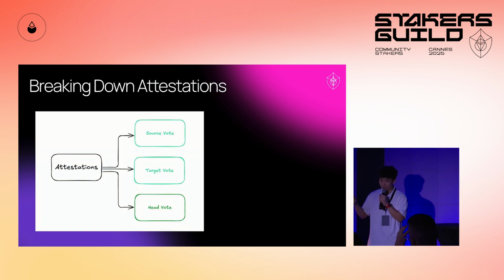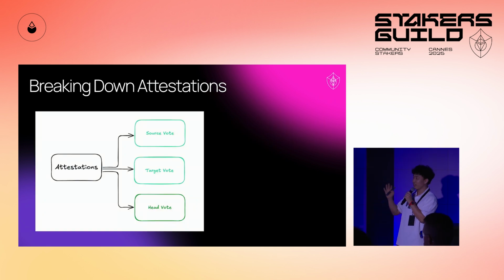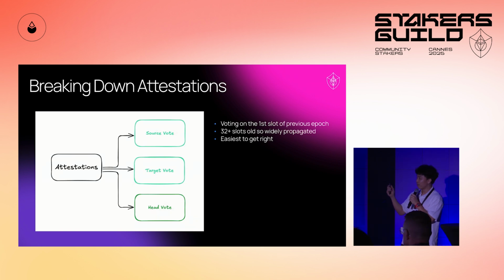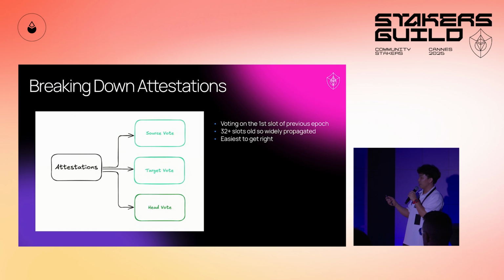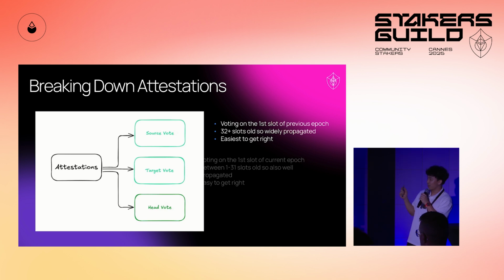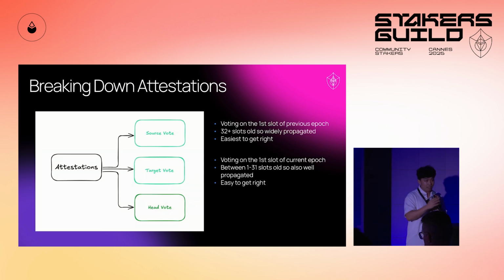Okay. Attestation duties are made up of 3 types of votes: source vote, target vote, and head vote. Starting from the source vote, this is where you vote on the first slot of the previous epoch, all right? And it is the easiest to get right because it is at least 32 slots old, so it is already widely propagated. Second type of voting is on the first slot of the current epoch. This is called the target vote. It is also easy to get right. Slightly harder, but also still easy, because it is also an old and well-propagated duty.